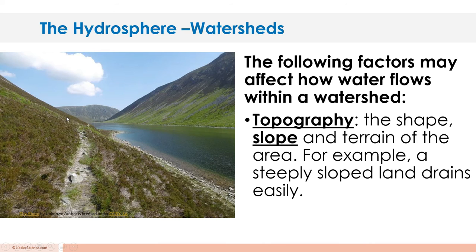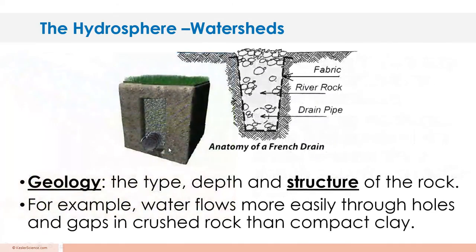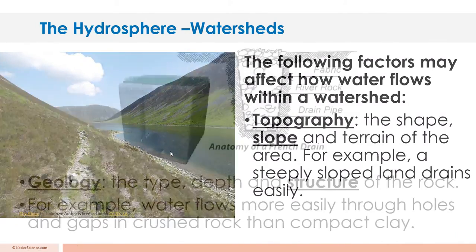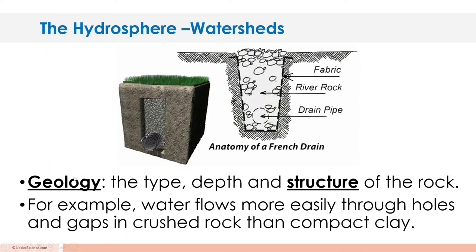So if you look over here, we have all these mountains. Well, I would bet that all that water runs down this way and into this stream or river. Okay, so the slope of the land is controlling how quickly the watershed drains. Next one is geology. So that is the type, depth, and structure of the rock.